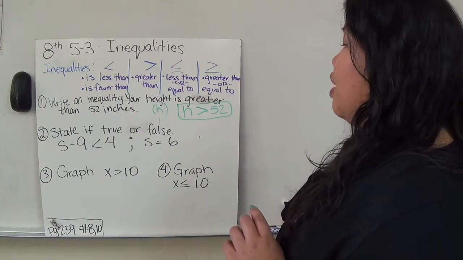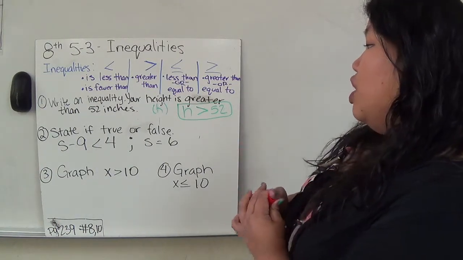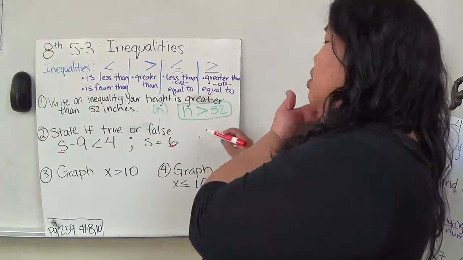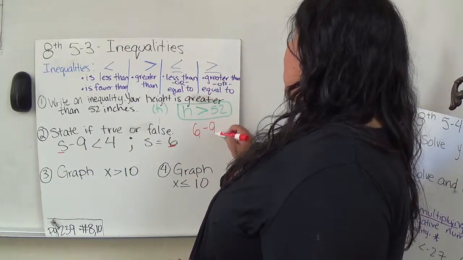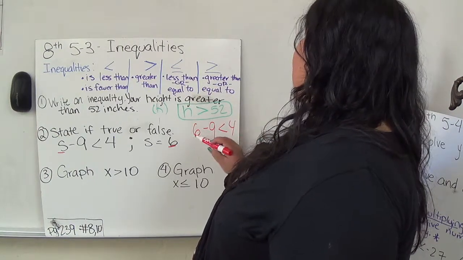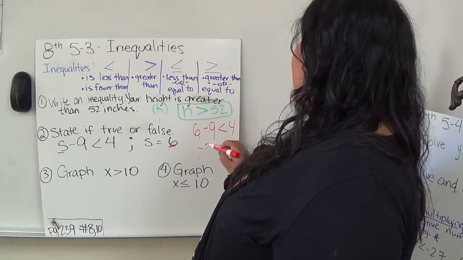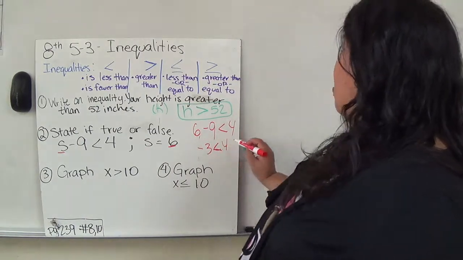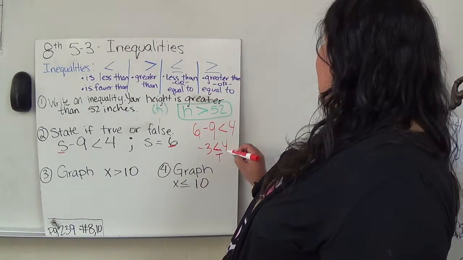The next one wants us to say if it's true or false. So if s equals 6, basically I'm going to substitute s for 6. So it's going to be 6 minus 9 is less than 4. 6 minus 9 is negative 3, less than 4. Because negative 3 is smaller than 4 and the opening is to the bigger number, this is in fact true.